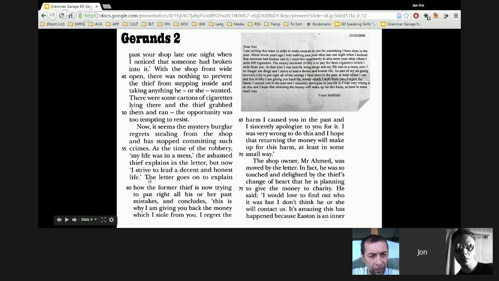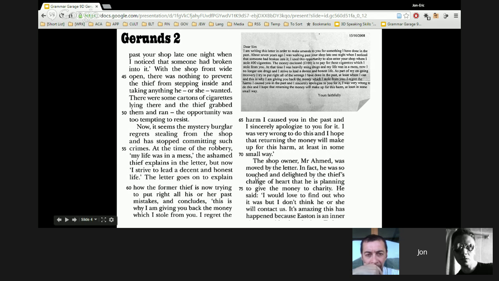The letter goes on to explain how the former thief is now trying to put right all his or her past mistakes, and concludes, quote, "This is why I am giving you back the money which I stole from you. I regret the harm I caused you in the past, and I sincerely apologize to you for it. I was very wrong to do this, and I hope that returning the money will make up for this harm, at least in some small way."